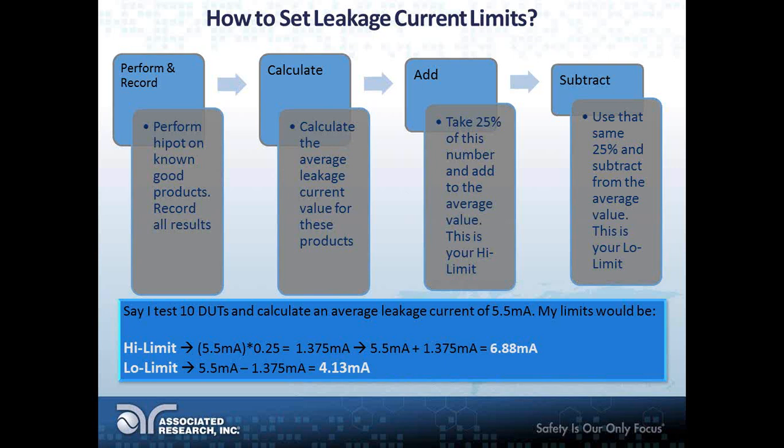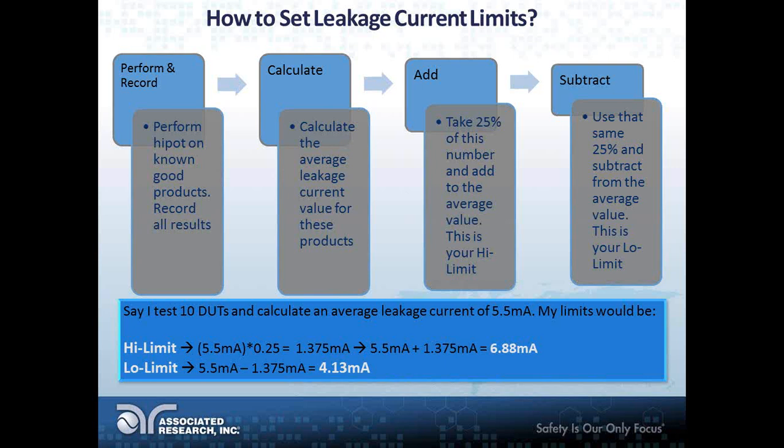IEC 60335 for household appliances is one of them. They basically say 5 milliamps for most cases, and then they give an exception to 30 milliamps for devices that might just be more high leaking as a natural part of how it operates. But this is a good way. This is generally the way that I will do it. I think it's a good rule of thumb.